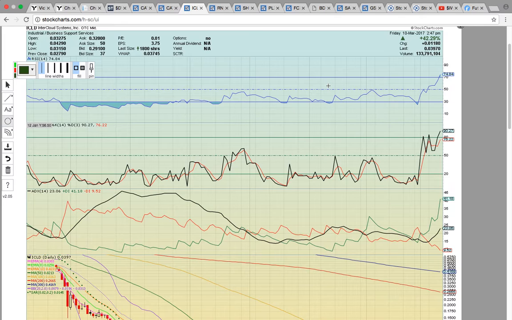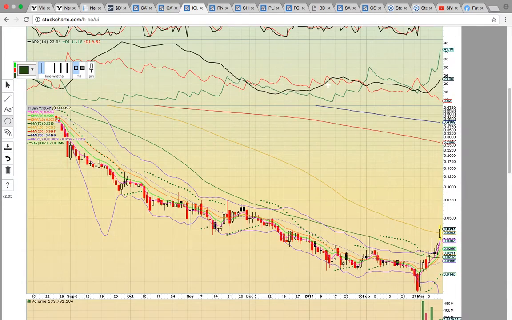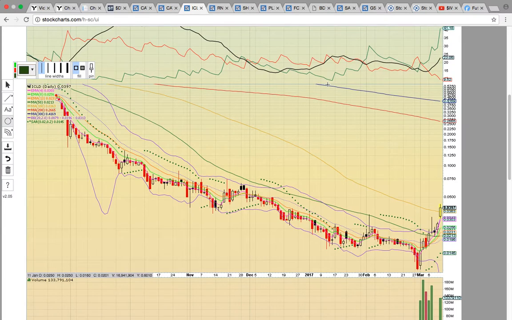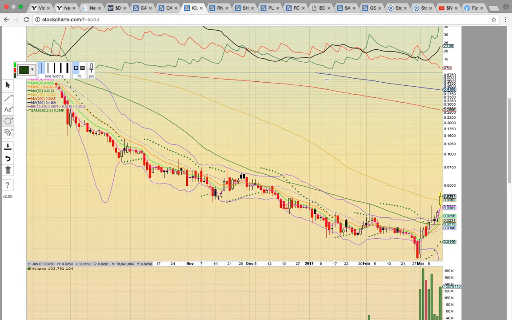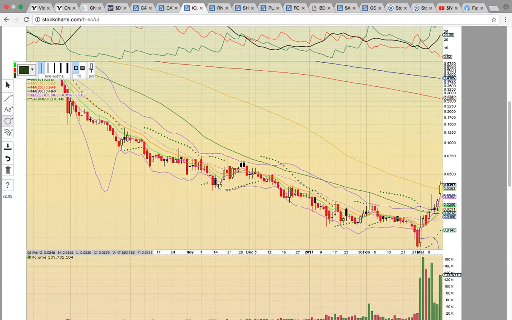Okay, let's look at ICLD. This stock has been on a huge run. It's breaking out big time on the daily chart. So this is the daily chart here. I was going to show you the weekly, but check this out on the daily chart. This is a really nice move this week.